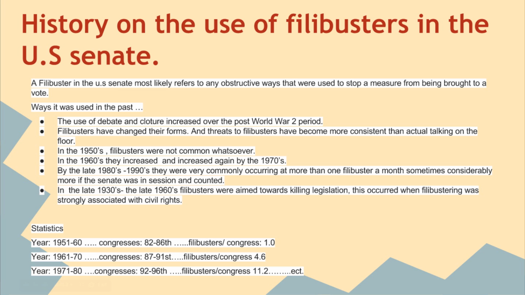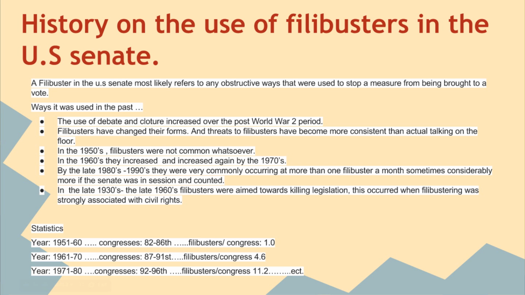The use of debate and cloture increased over the post-World War II period. Filibusters have changed their forms, and threats to filibusters have become more consistent than actual talking on the floor. In the 1950s, filibusters were not common whatsoever. In the 1960s, they increased, and increased again by the 1970s. By the late 1980s through the 1990s, they were very commonly occurring at more than one filibuster a month, sometimes considerably more if the Senate was in session and counted.